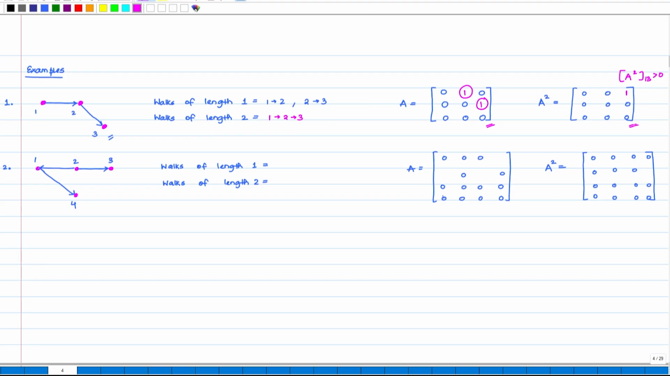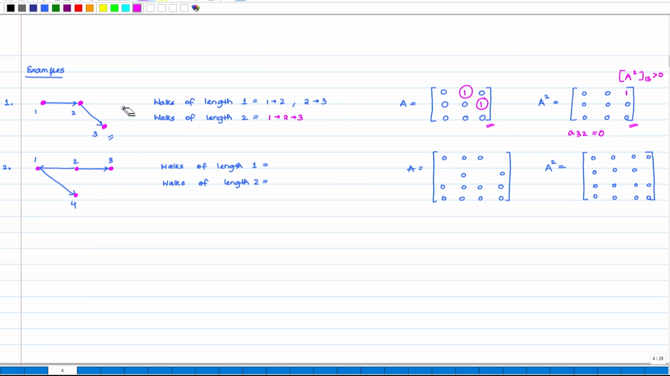Notice that I did not calculate the entire matrix. All that I did was check for walks of length 1 and length 2. I made only those entries not equal to 0, and the rest of the entries I straightforwardly made 0 because I know that such walks do not exist. For example, A squared (3, 2) is equal to 0 because when I come back to my graph, I see that there is no walk from 3 to 2 of length 2, right?